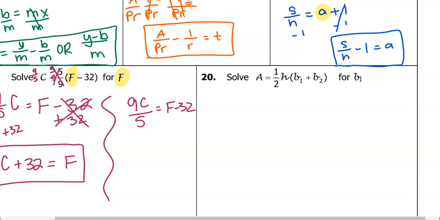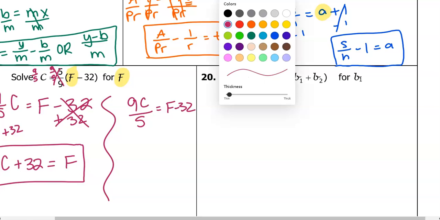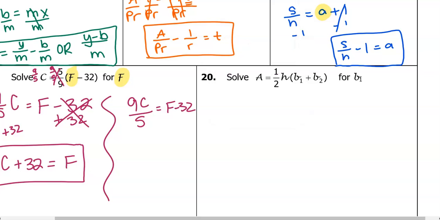I will help guide you. How about that? Why don't you just not look at the board? All right, so we have A equals 1/2 H times B1 plus B2. What variable does it want by itself? B1. So that's right here in my parentheses. It's the first B. Game plan. We're going to have to eventually subtract B2, right? That's what kind of sticks out in my head. And we're going to have to do what else? We'll have to divide by H.